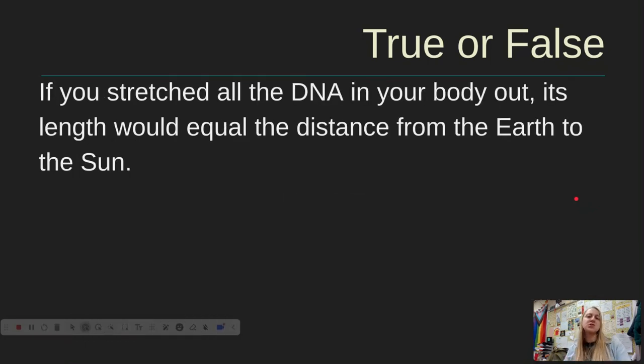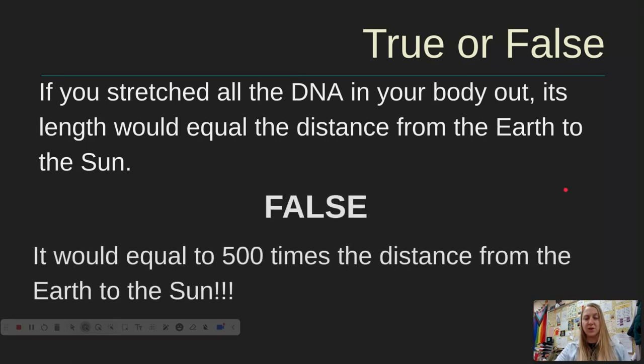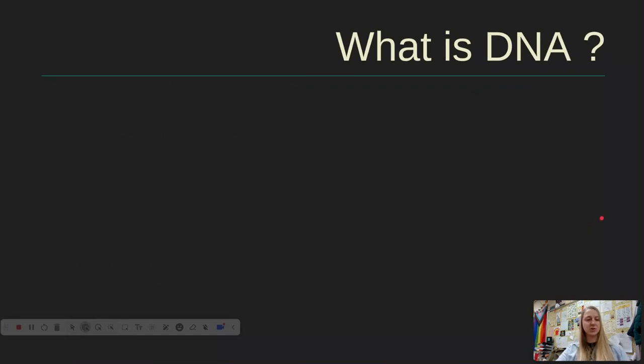Next up, what do you think? If you stretched all the DNA in your body out, its length would equal the distance from the Earth to the Sun. So every single cell in your body, all the DNA, Earth to Sun. What do you think? It's false again because it's actually 500 times that distance. So you have a ton of DNA in your body. All right, so let's get to our actual notes.